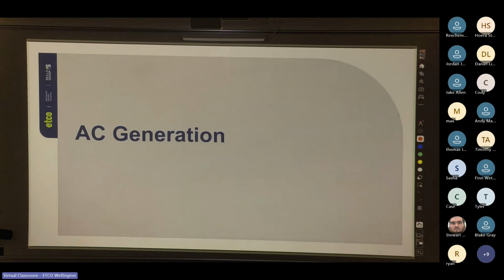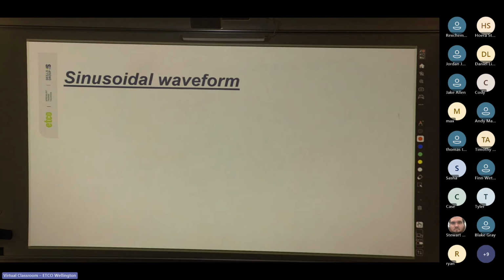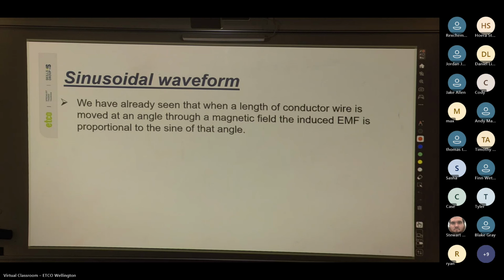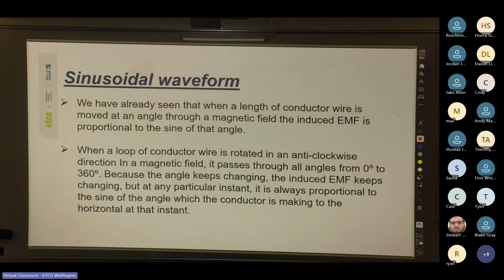Cool. So we'll move on to AC generation. When we talk about AC generation, we need to start talking about sinusoidal waveforms, or sine waves. We've already seen that when a length of conductor wire is moved at an angle through a magnetic field, the induced EMF is proportional to the sine of that angle. So when a loop of conductor wire is rotated in an anti-clockwise direction in a magnetic field, it passes through all angles from 0 to 360.